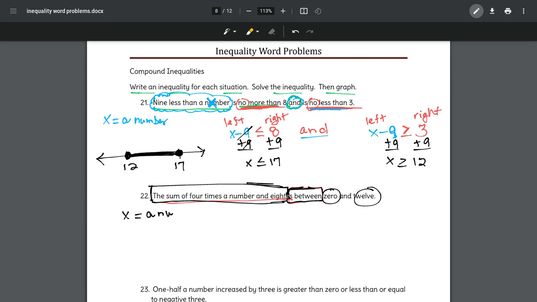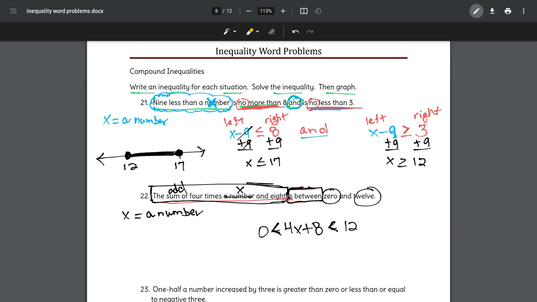So I don't know the number. I'll let that be x. So the sum of 4 times x and 8. So I'm going to put 4 times x and 8, sum it, which means add them. I'm going to put them in between 0 and 12. Don't put equal, because if you're in between, you're not equal. You're just in between 0 and 12.